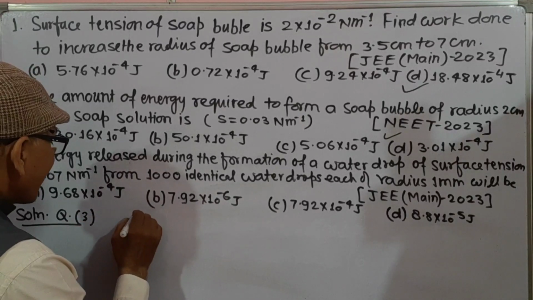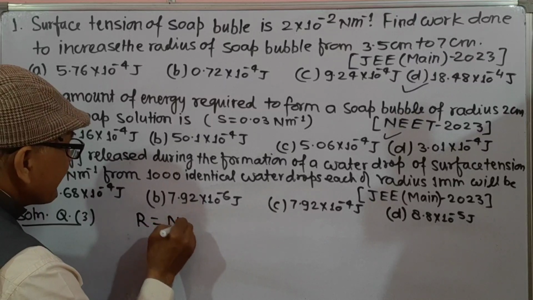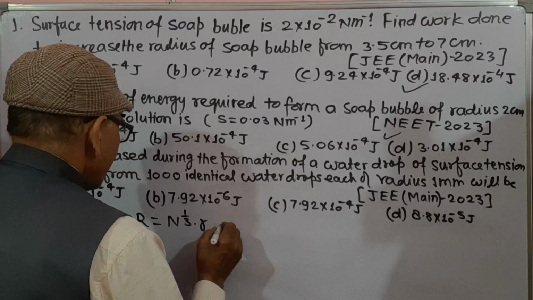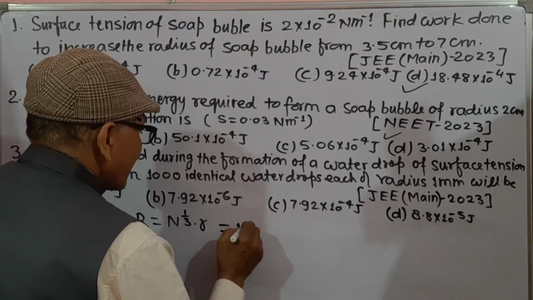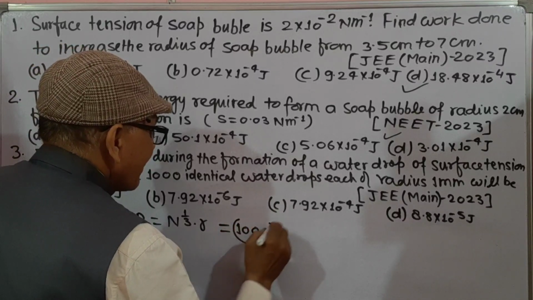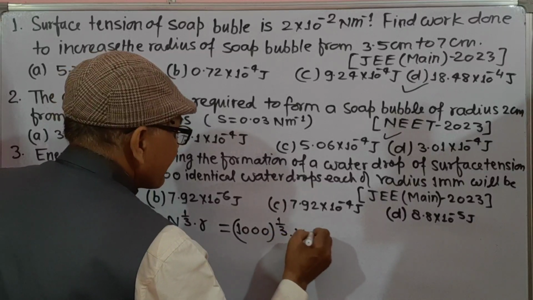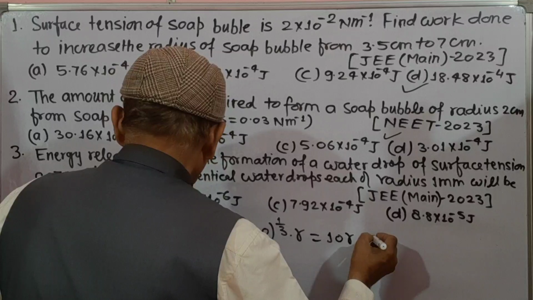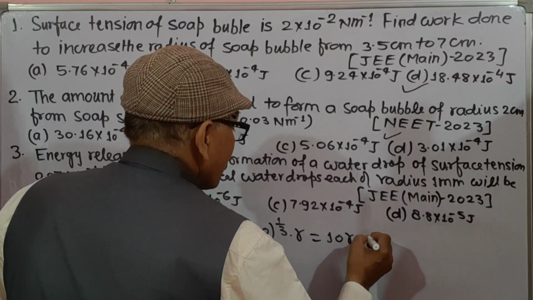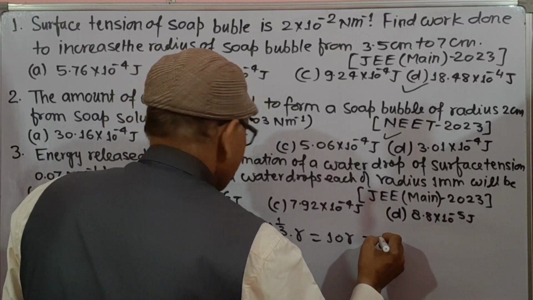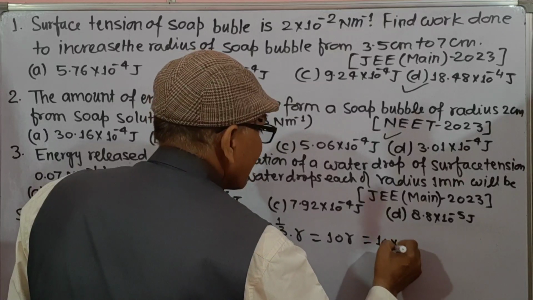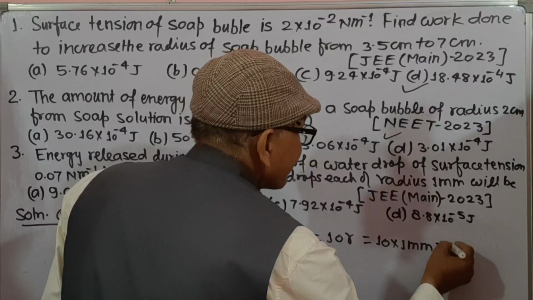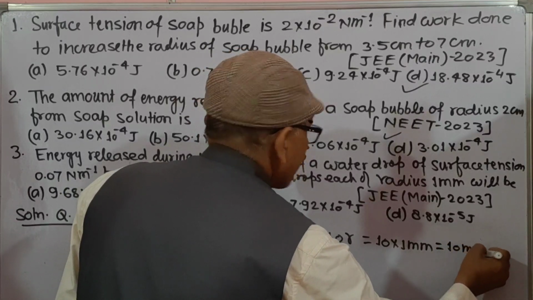We know capital R is equal to n power 1 by 3 into small r. So, it gives 1000 power 1 by 3 into small r, which is 10 r. Therefore, capital R will be equal to 10 into 1 millimeter, that is 10 millimeter.